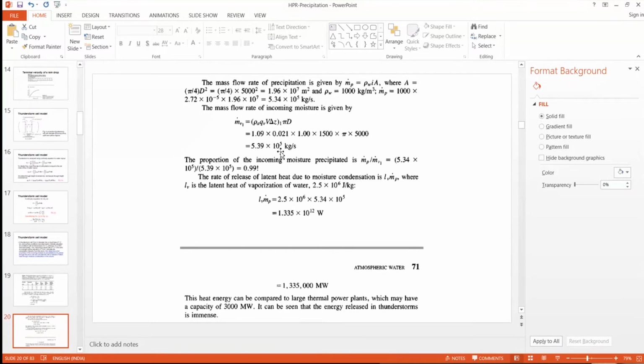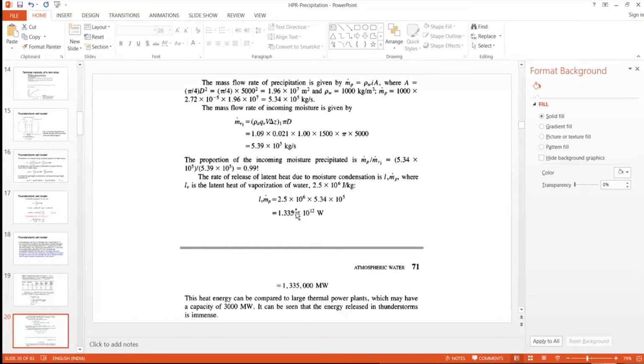So you see that in this convective thunderstorm, the inflow rate of mass of water vapor is 5.39 into 10 power 5, whereas the amount of rainfall is equal to 5.34 into 10 power 5 kg per second. So approximately 99% of inflow moisture turned into rainfall.